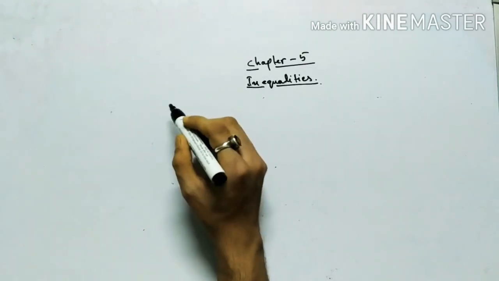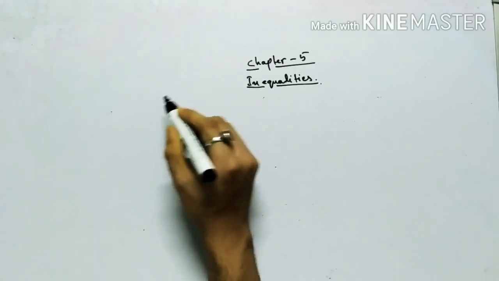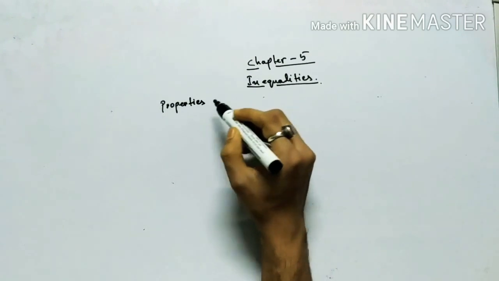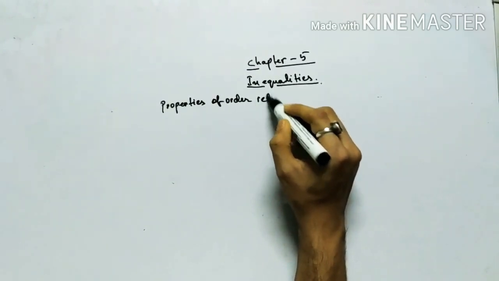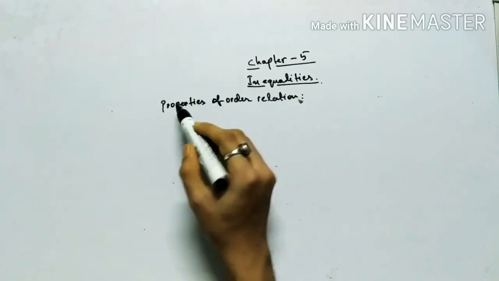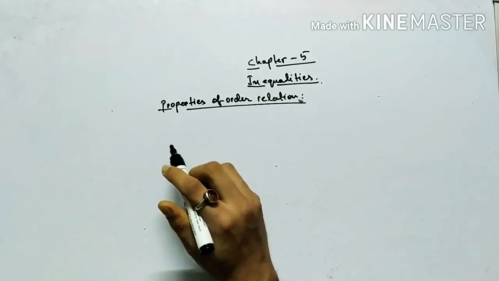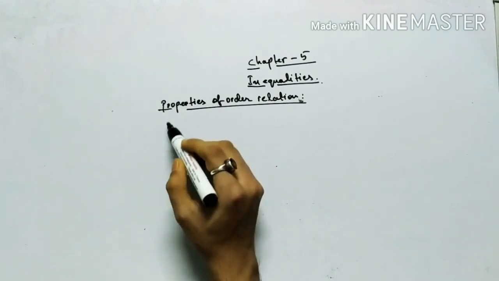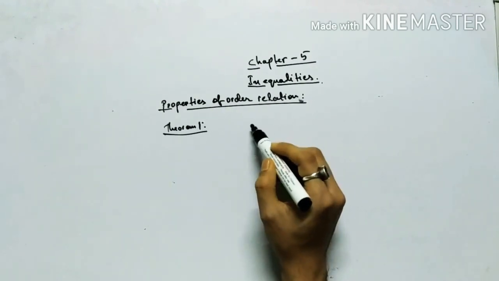So next I will go to properties of order relation. The real number set satisfies the following properties with the relations greater than or less than. So this is our theorem 1. These theorems are very important.